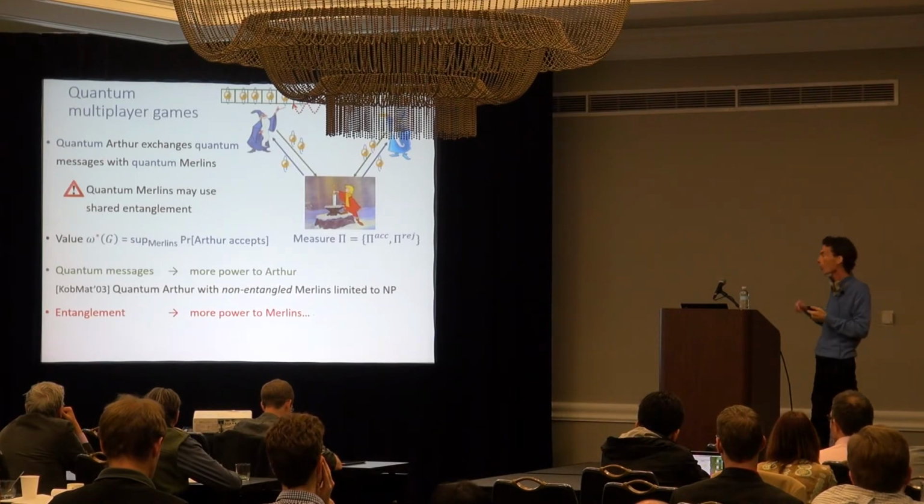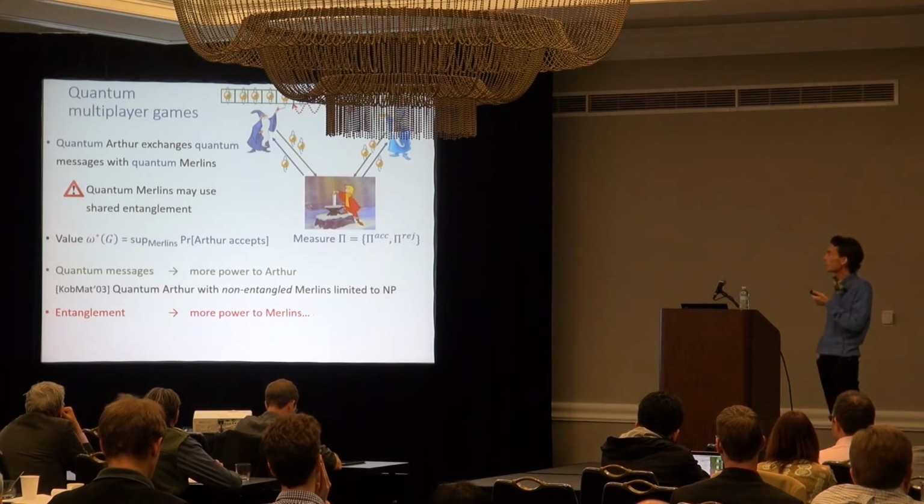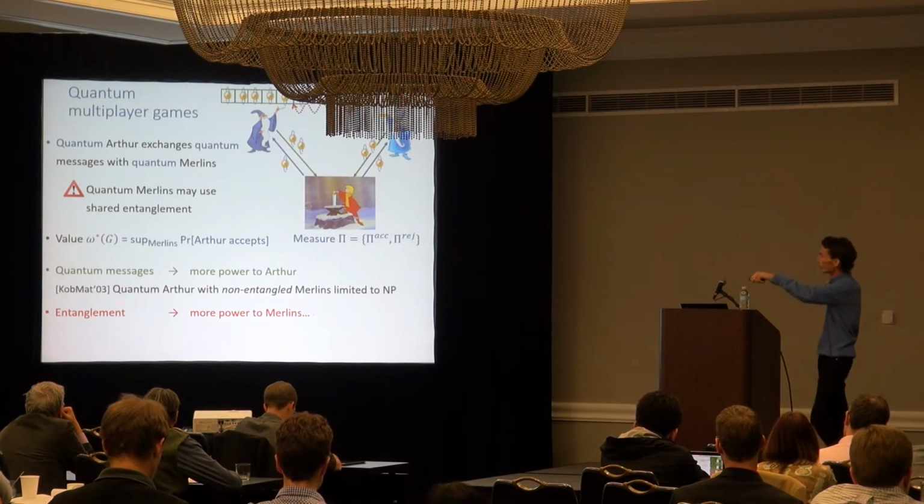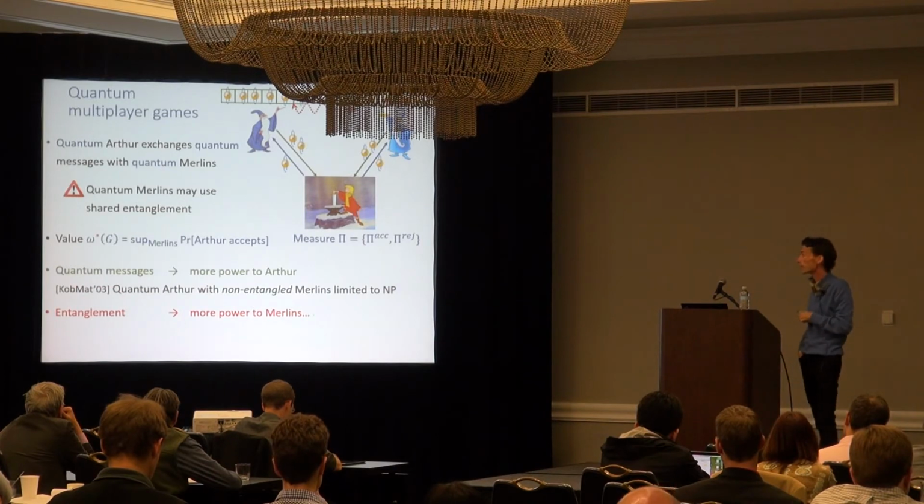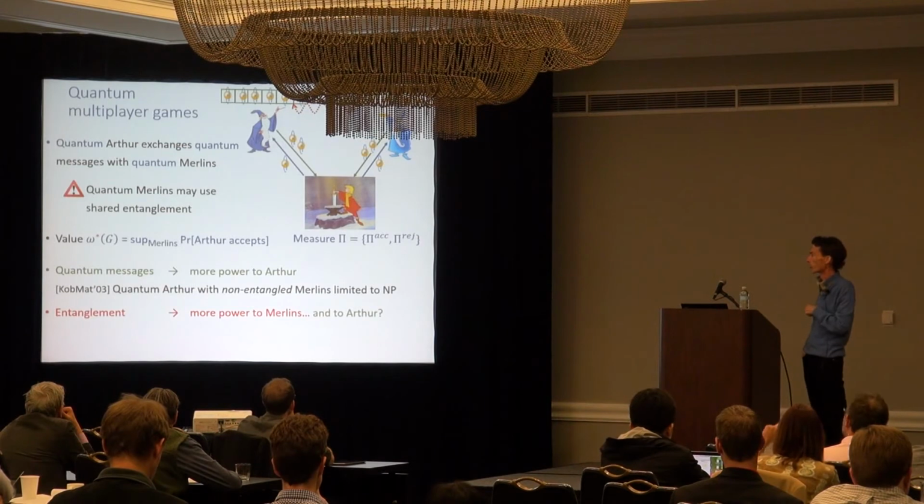But in this talk, I'm going to take a different perspective. I'm going to say, well, maybe this is more power to the Merlins, but this is also more power to Arthur in a certain way. He knows that the Merlins have this entanglement. Maybe we can take advantage of that to design new proof systems that did not fall in the previous framework. And what the Kobayashi-Matsumoto result is saying is that we have to. We're going to have to walk outside of the framework that we had before.